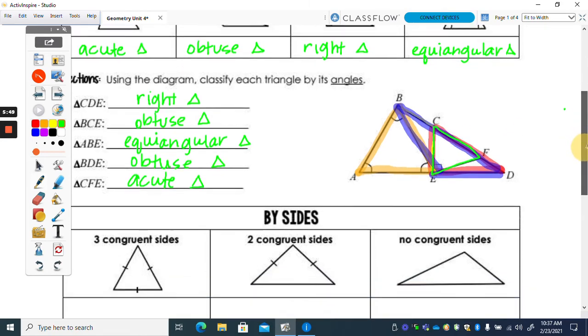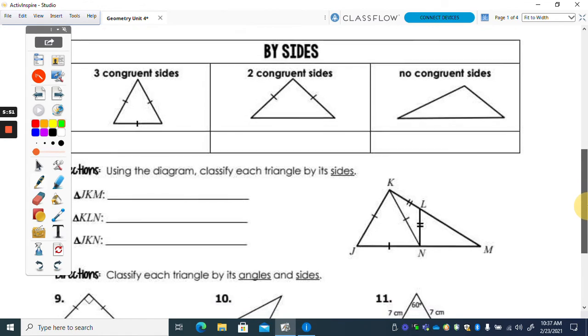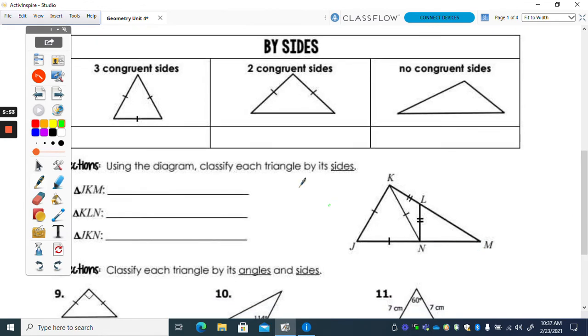Triangles can also be classified by the sides. If a triangle has 3 congruent sides, and when I say congruent, they're the same, right? They're the same measure. So 3 congruent sides makes it an equilateral triangle. So instead of equiangular, it's equilateral. EQUI and then LATERAL.